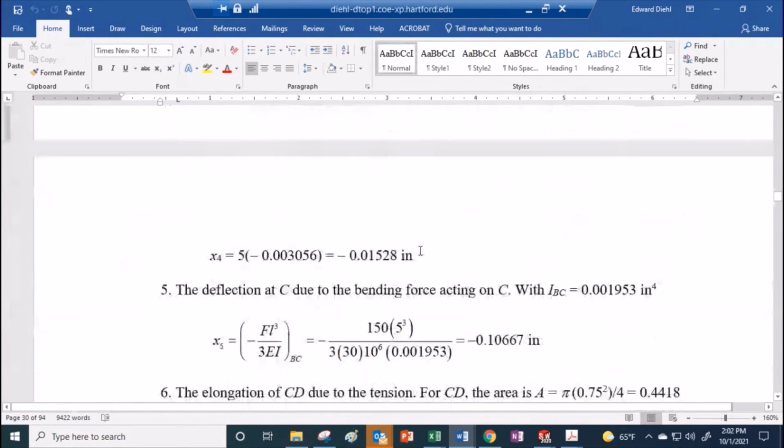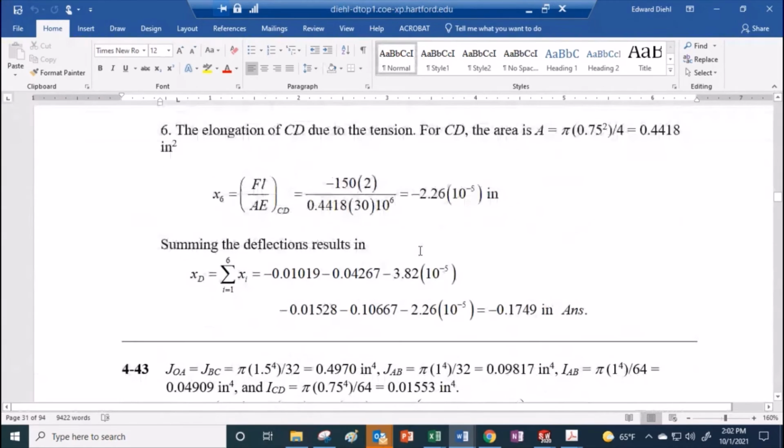Let's look at the final number. Let's see how far off we are. At the elongation of D. Oh, wow. Oh, there's a couple more in here. There's actually an elongation of CD due to tension. That doesn't make sense. It's because of compression. Yeah, it has to be compression.